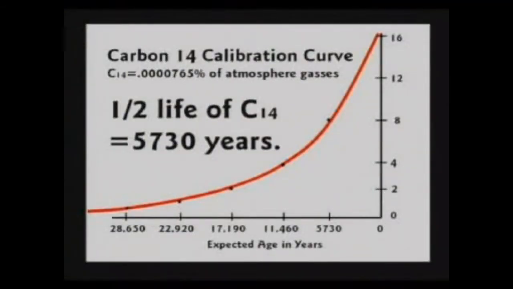If you're only getting 4 clicks per minute, it's been through 2 half-lives. If you're getting 2 clicks per minute, it's been through 3 half-lives. It's 11,000 years old. This is how carbon dating is done. If you test a sample and you find out you're getting 2.5 clicks per minute or 2.9 or something like that, you look at the chart and read over and find the age by the simple calibration curve, they call it. Sounds good. Doesn't work.